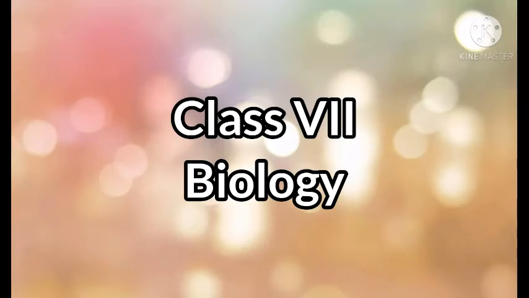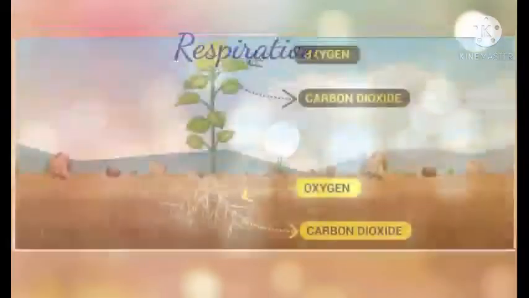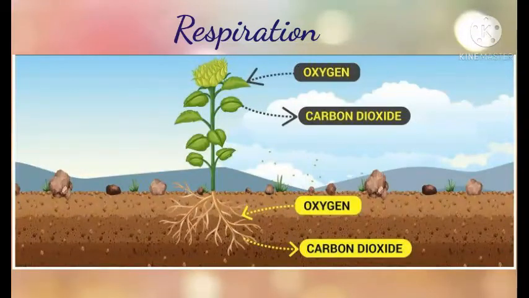So, under the chapter Plant Life, you have learnt mainly about autotrophic nutrition, the process of photosynthesis, and heterotrophic nutrition. Next, we shall discuss respiration in plants. What is meant by respiration? It is a process by which food is oxidized to produce carbon dioxide and water, and release energy. So, respiration is a process by which energy is released from the food we eat.